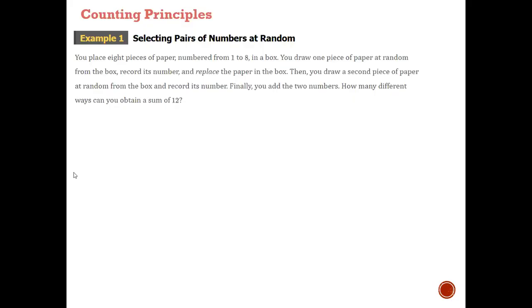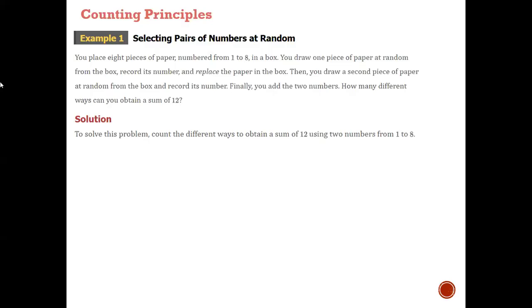Okay, so let's look at this one, selecting pairs of numbers at random. Example: you place 8 pieces of paper numbered from 1 to 8 in a box. You draw one piece of paper at random from the box and record its number, and then replace the paper back in the box. Then you draw a second piece of paper at random from the box and record its number. Finally, you add the two numbers. So how many different ways can you obtain a sum of 12?